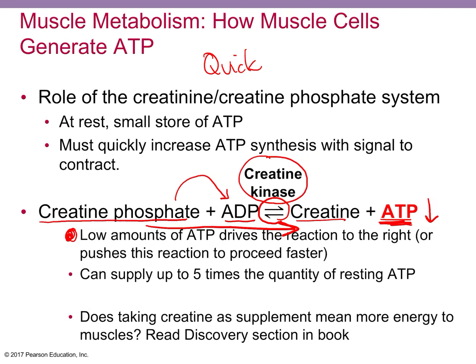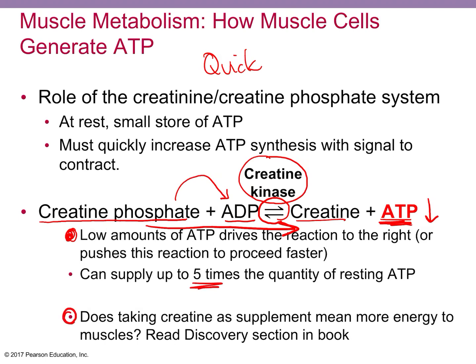So this is very fast, very quick, and can supply 5 times the quantity of resting ATP. So you get that first 8 to 10 seconds of muscle contraction using this method for generating ATP. Now, creatine phosphate, this is interesting because it is sold as a supplement.